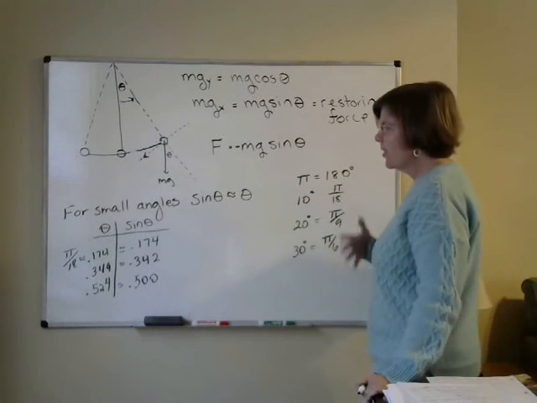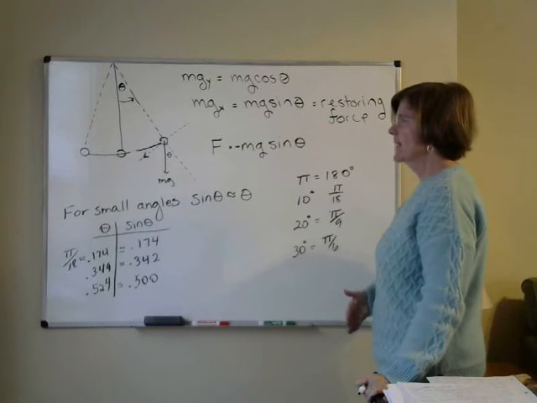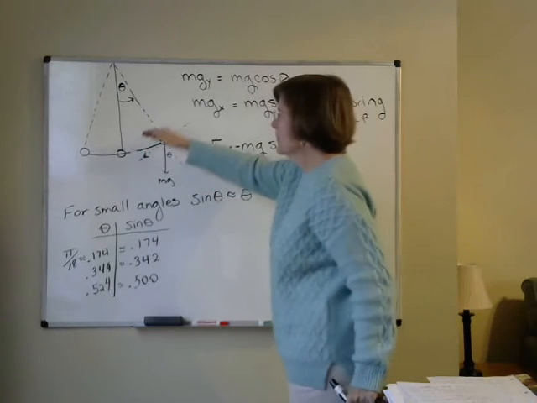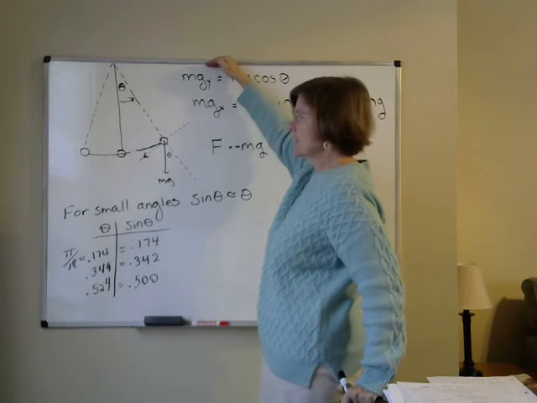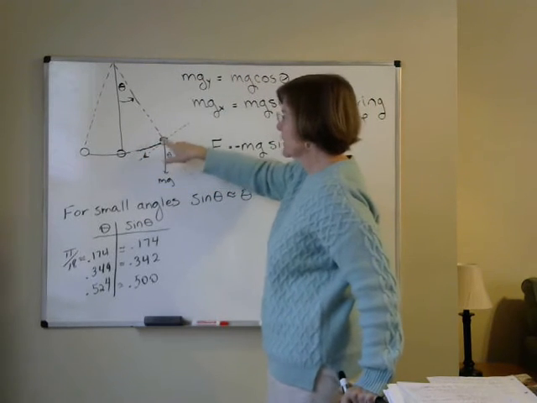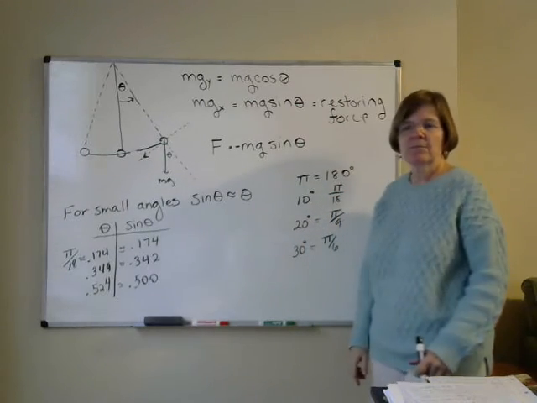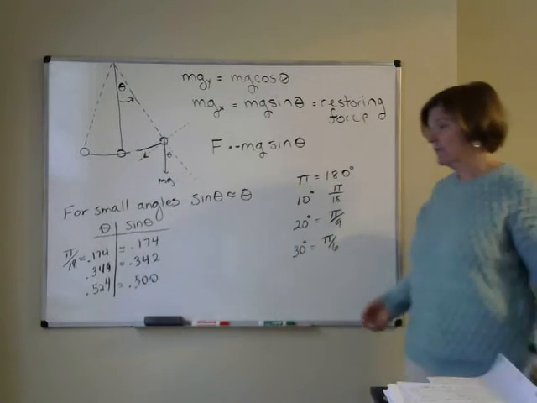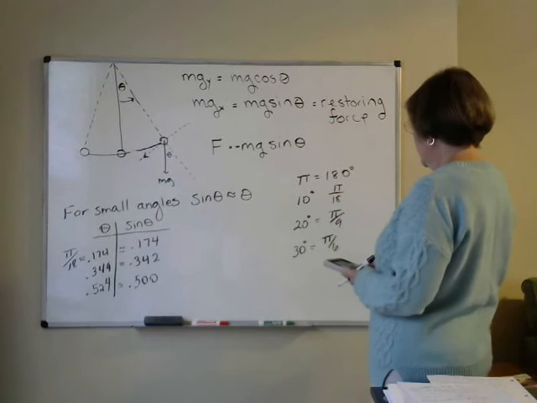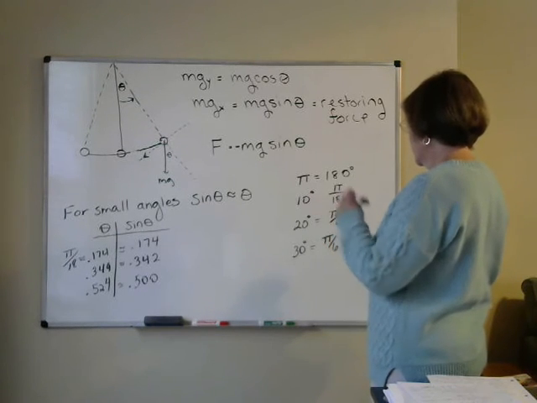But if we talk about small angles, think about pendulums. You don't pull a pendulum way up here to 90 degrees. You generally pull a pendulum out probably 30 degrees. Maybe people get crazy and do it for 40 degrees. I mean, 40 degrees would be what?